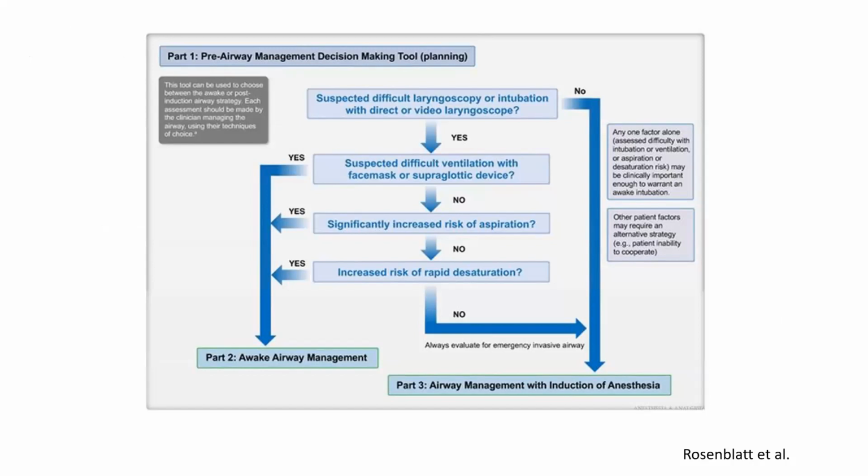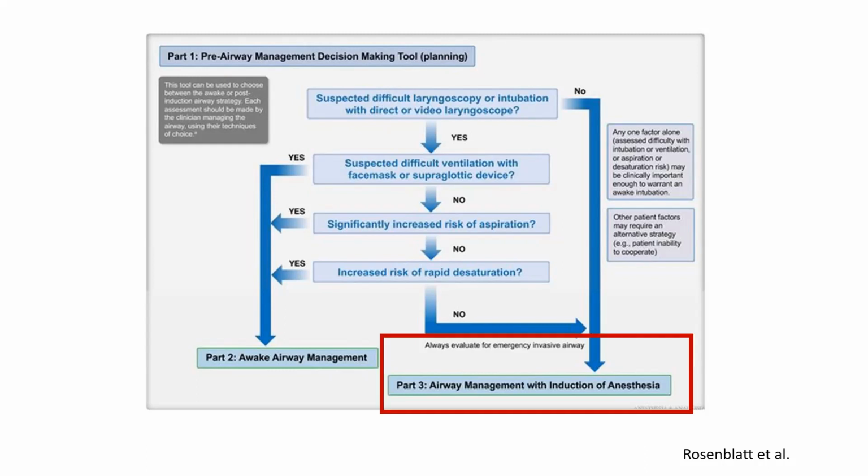This is a nice algorithm from the Difficult Airway Society, and it essentially brings you through the exact same steps. Essentially, this algorithm starts out with, do we suspect difficult laryngoscopy or difficult intubation? If the answer is no, then we can proceed down to the bottom with airway management after we induce anesthesia. If we suspect that it's going to be difficult, then we get pushed down that left side of the algorithm that says awake airway management. Just to categorize those things, I'll start on the right side and talk about the options we have for airway management after we induce anesthesia.